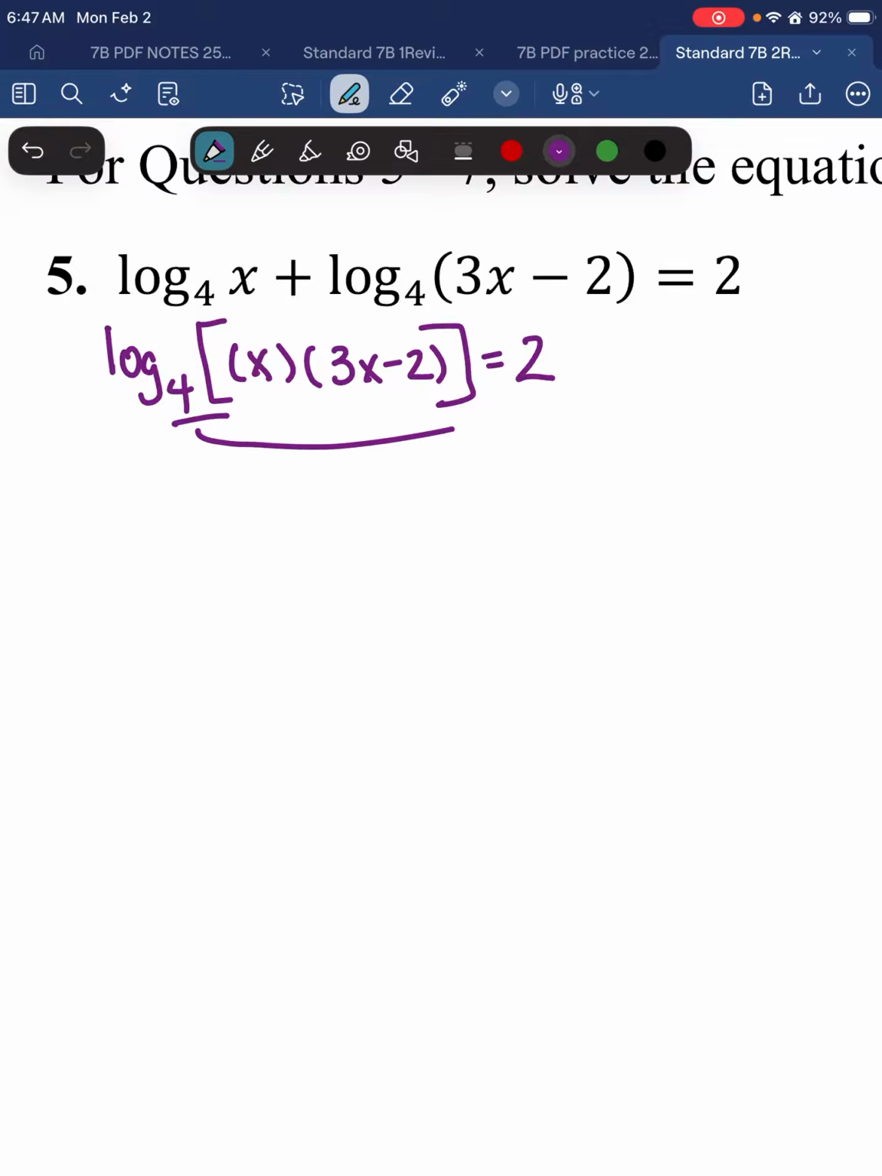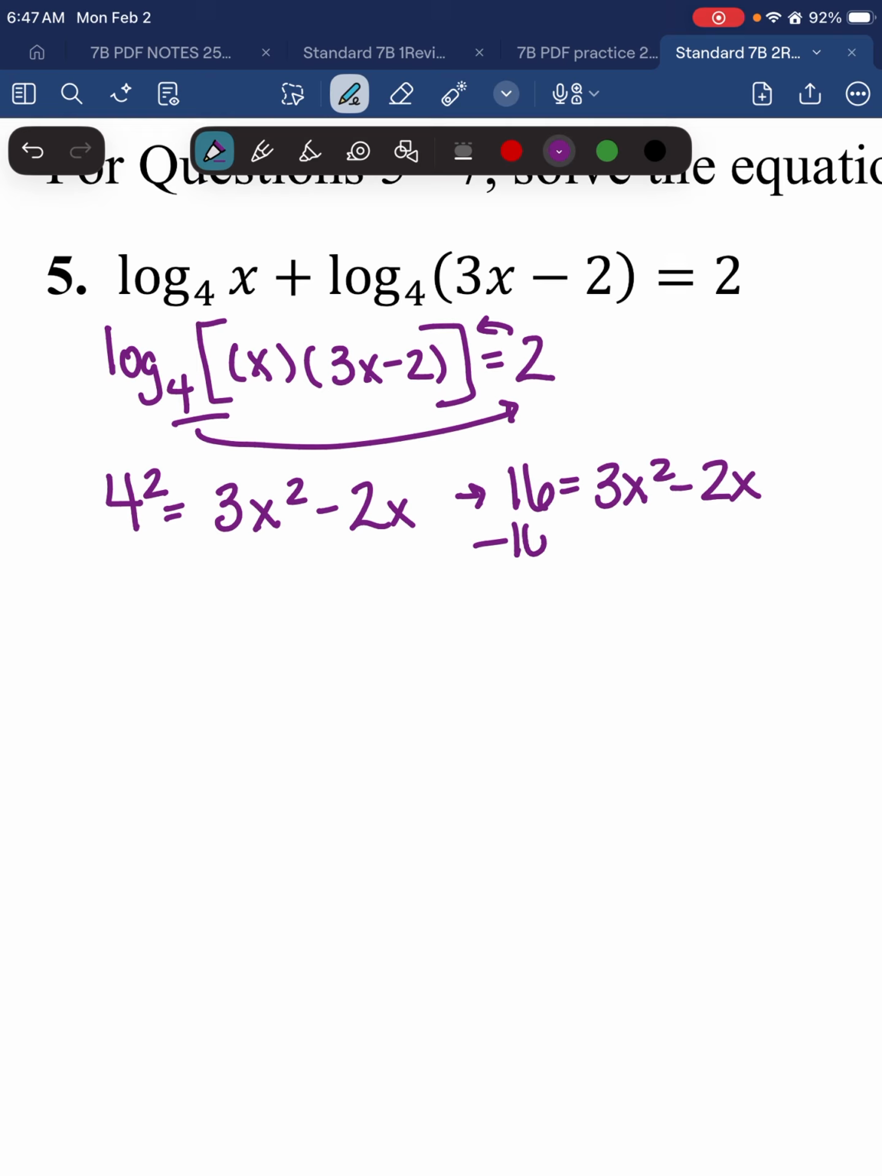So we're going to start here, go across, and then come back. So I'm going to have 4 squared equals the product of x times those. I'm going to distribute, so I get 3x squared minus 2x. If you need to simplify this, it becomes 16 equals 3x squared minus 2x. Minus 16, minus 16. 0 equals 3x squared minus 2x minus 16.